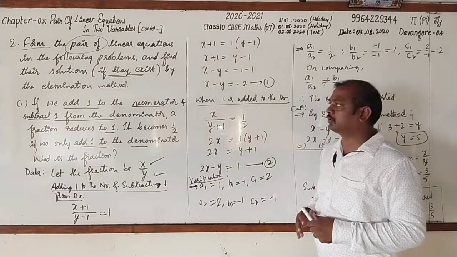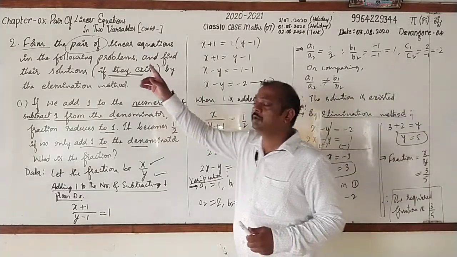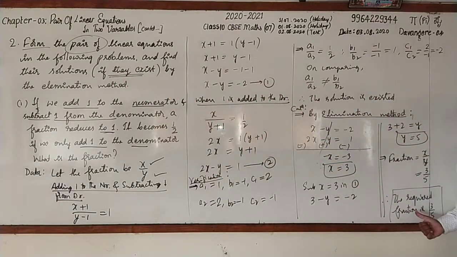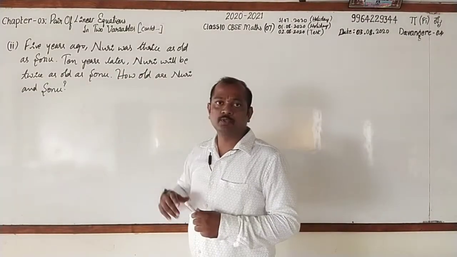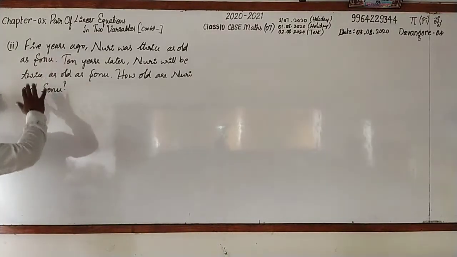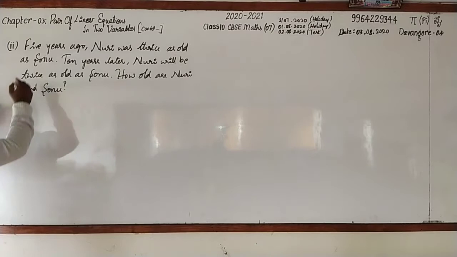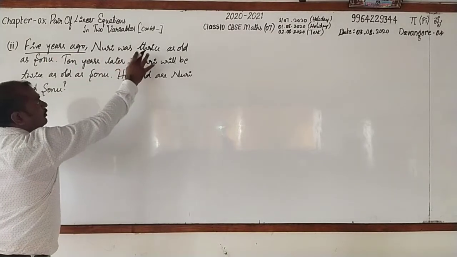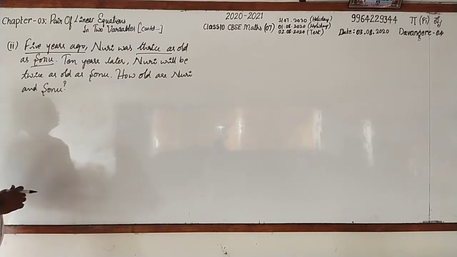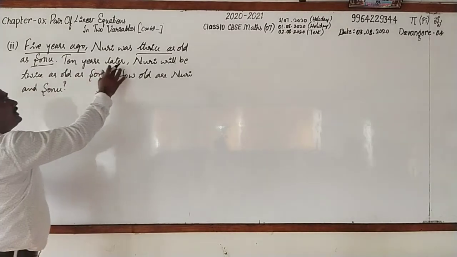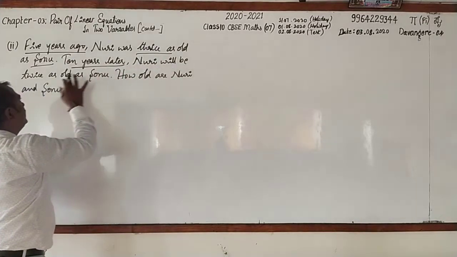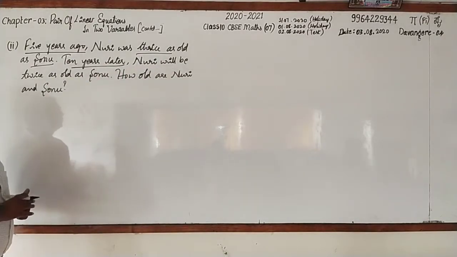Now we have some more. Let's go for solving. Now pause the video and copy from there to here. Please go through the second sub question. Five years ago, that is before 5 years, Noori was thrice as old as Sonu. 10 years later, that is after 10 years, Noori will be twice as old as Sonu.